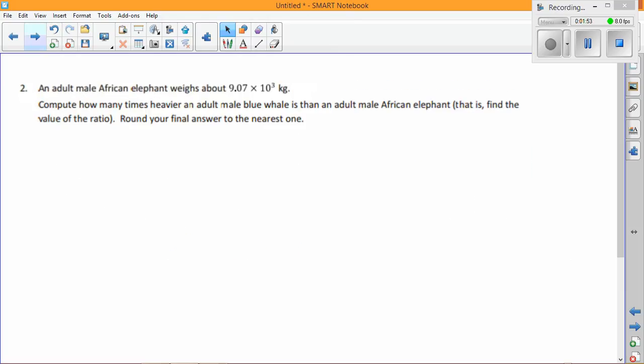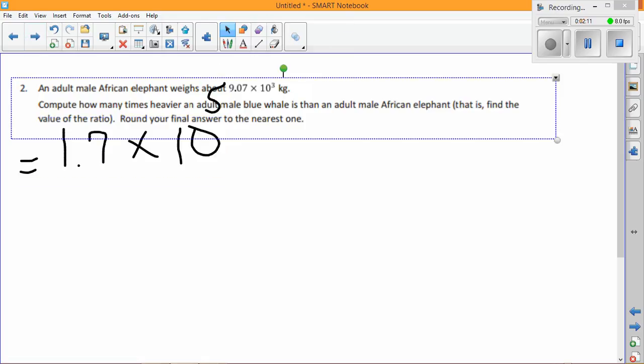So the next question says an adult male African elephant weighs about 9.07 times 10 to the 3rd kilograms. Compute how many times heavier an adult male blue whale is than an adult male African elephant. That is, find the value of the ratio.